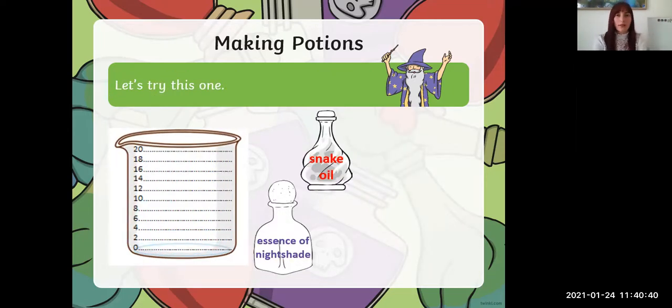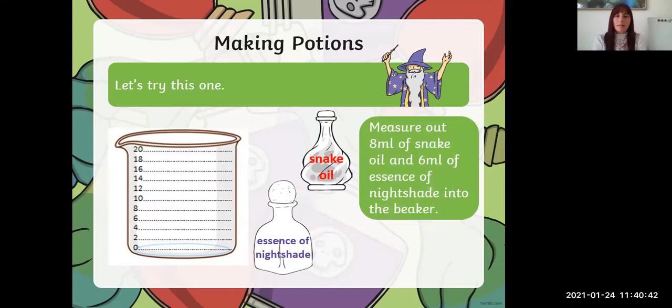We've got one more to try. Measure out 8 millilitres of snake oil and 6 millilitres of essence of nightshade into the beaker. Have a look at our scale again. It's always a good idea to check the scale on whatever you're using to measure or whatever we're asking you to draw on, because we're sneaky and we change them. So this one, look, we're counting in twos again.